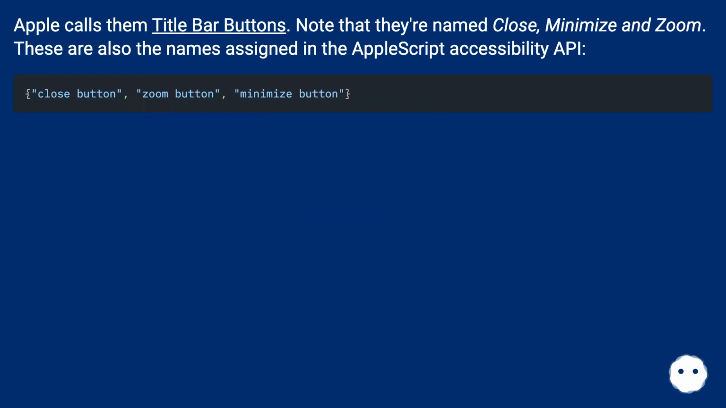Apple calls them title bar buttons. Note that they're named Close, Minimize, and Zoom. These are also the names assigned in the AppleScript Accessibility API.